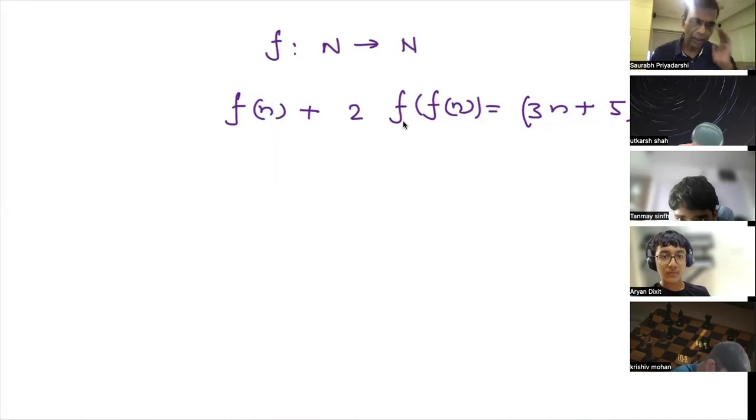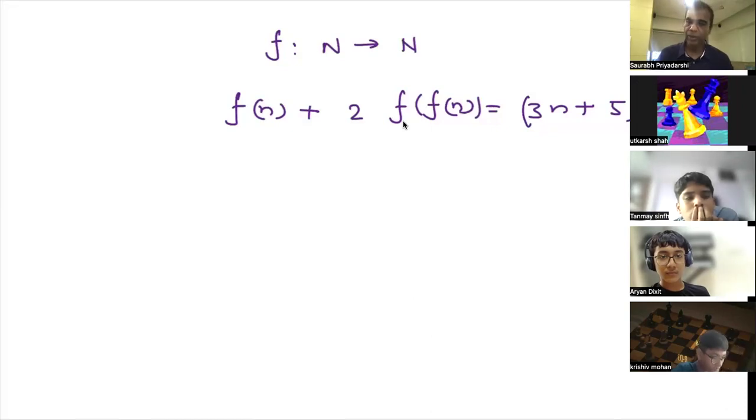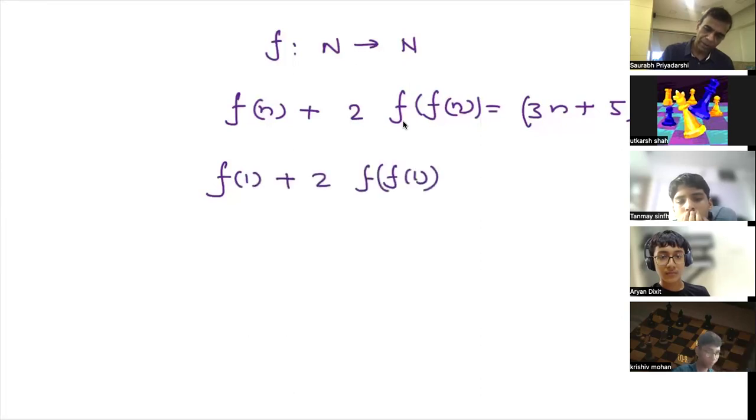So from this question, the minimum value that we can put for f is 1, right? Minimum value that I can put there is 1. So f(1) plus twice of f(f(1)) is equal to 8, right? And this is given that it's going from n to n. So the minimum value f(1) can take is 1 and all the other values will be greater. But a few observations are there, right?